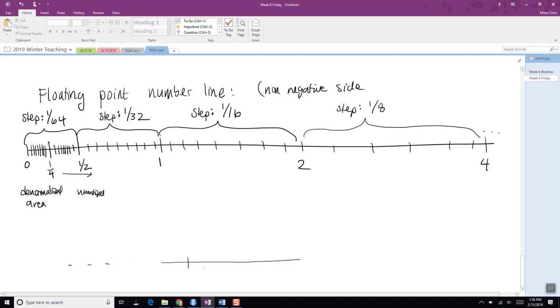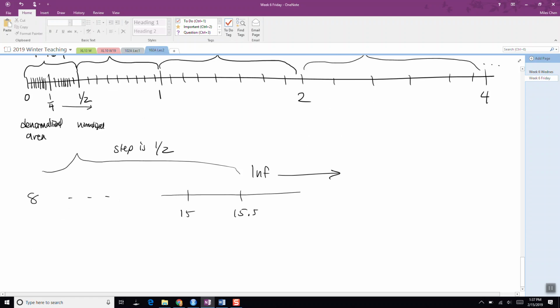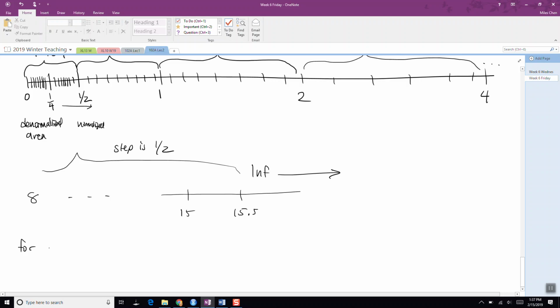basically we're at a point where 15 and 15.5 are, from 8 into this, our step is 1/2, right? And then after that, it's just considered infinity. Okay, and so what we see is that for small values, our step size is small.